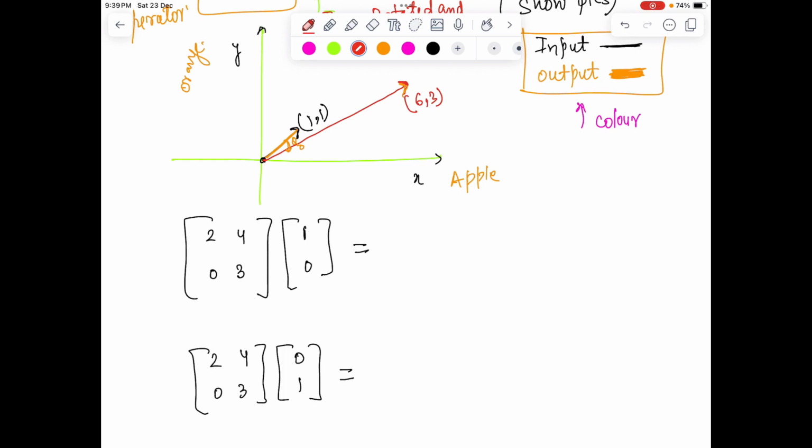Now let's have a little bit of interaction with more members of the society. Let's say 1 0. What exactly does this matrix A, 2 4 0 3, do to 1 0? So 1 0 is here. We have 1 apple, no orange, and the result is very obvious. We'll get 2, and 0 goes to 1, 3 goes to 0. So 1 comma 0 is just scaled, with no rotation.